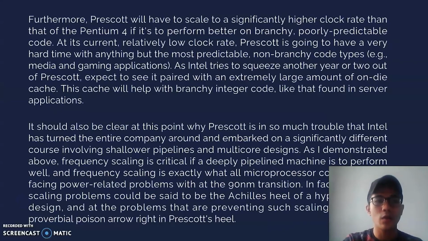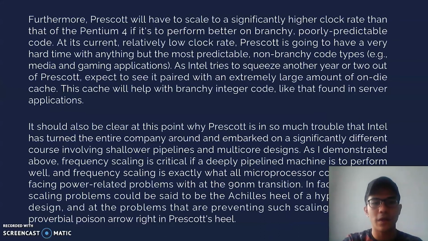Furthermore, Prescott will have to scale to a significantly higher clock rate than that of the Pentium 4 if it is to perform better on poorly predictable code at its current relatively low clock rate. Prescott is going to have a very hard time with anything but the most predictable, non-branchy code types, like media and gaming applications, as Intel tries to squeeze another year or two out of Prescott.